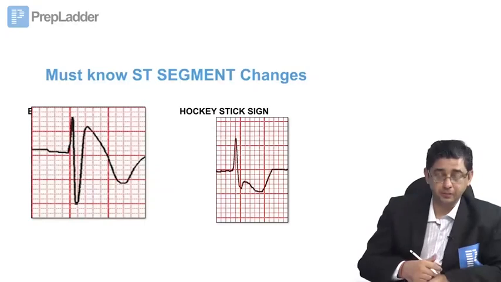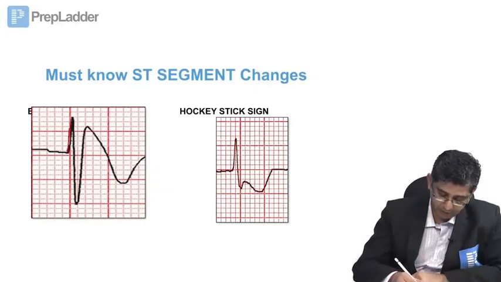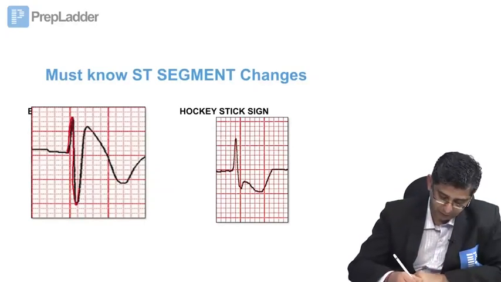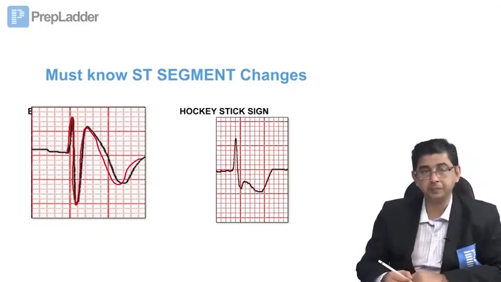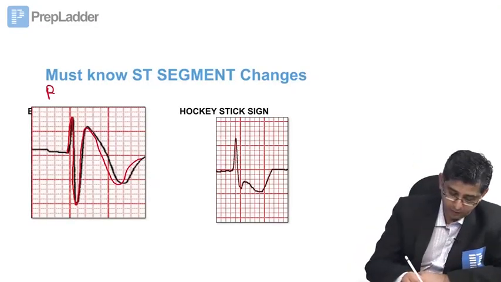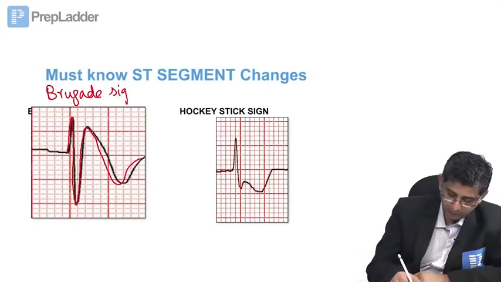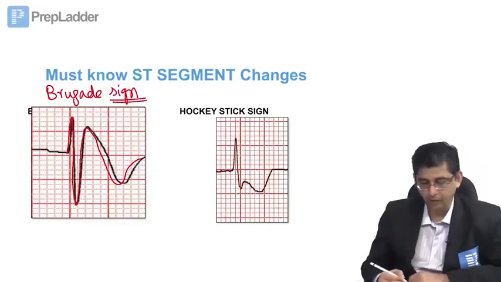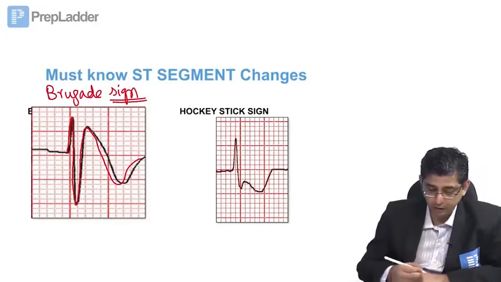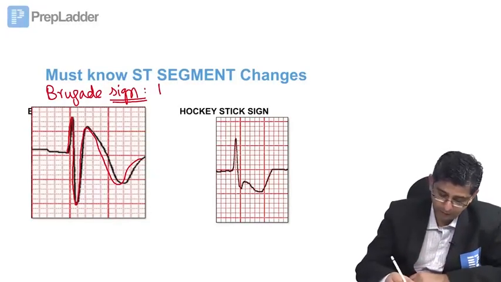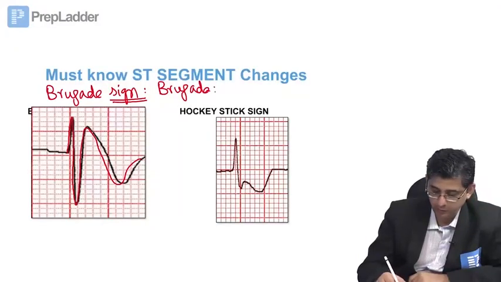In this particular case, you will notice the fact that there is an ST segment elevation in the patient, but this is followed by a T wave inversion. This ST elevation, which is followed by a T wave inversion, is known as Brugada sign. Brugada sign is seen in Brugada syndrome, which is a channelopathy. It is a sodium channel defect and it can contribute to development of sudden cardiac death.